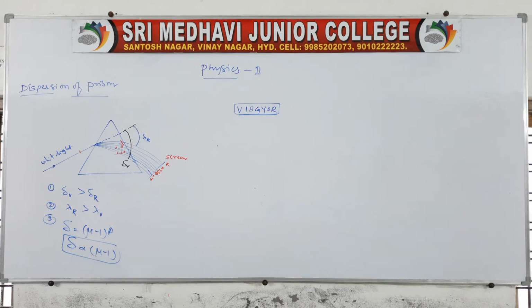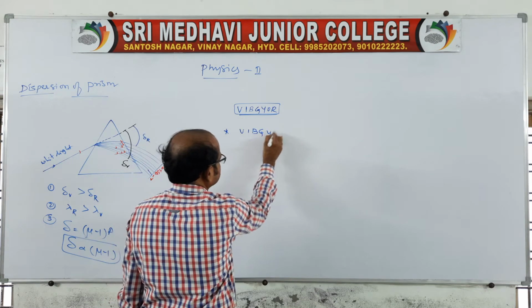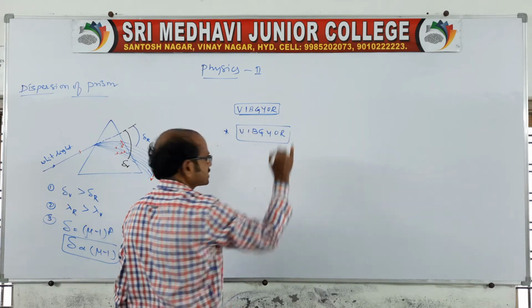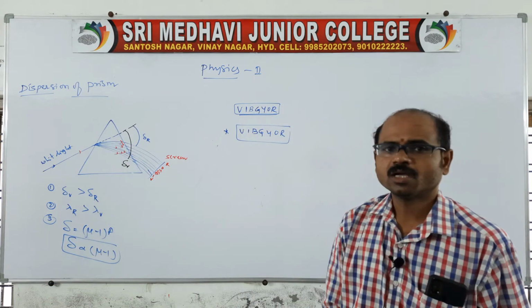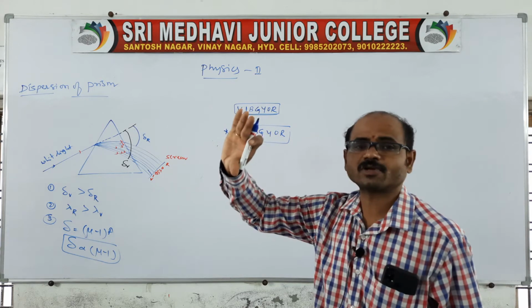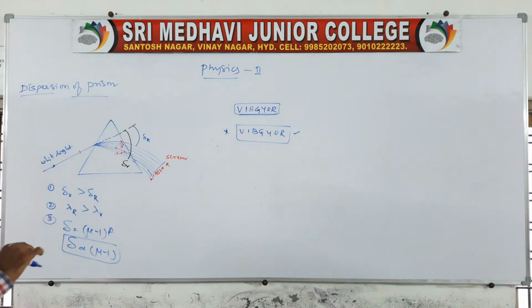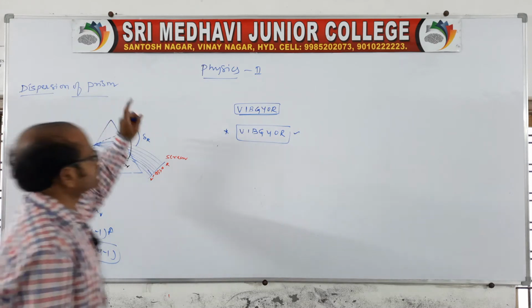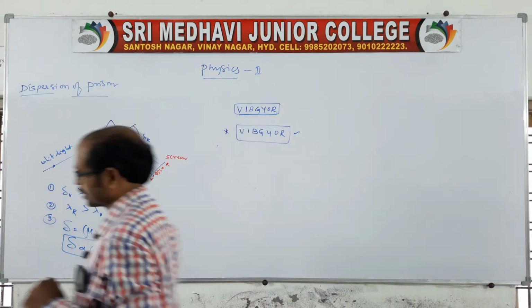Anomalous dispersion does not follow this rule. It does not follow the rule of VIBGYOR, which we call anomalous dispersion. One is normal, which usually follows the VIBGYOR rule, and anomalous dispersion is nothing but dispersion that does not follow the VIBGYOR rule. So these are the two dispersions related to the dispersion of a prism. Clear? That is the explanation related to the VIBGYOR colors.